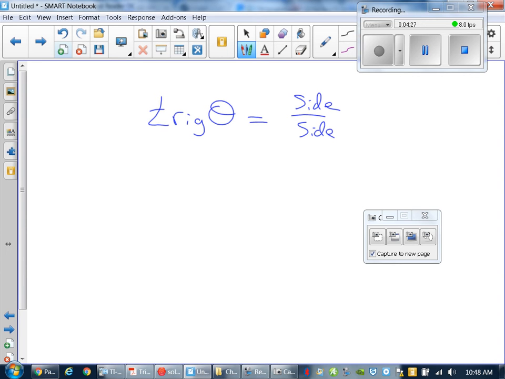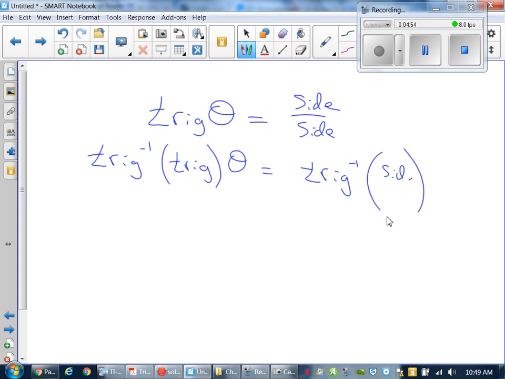Now, what we do is we take the inverse on both sides, because numbers are jealous. What you do to one side, you have to do to another. Here's what it looks like. I get this trig inverse times some trig would be trig inverse of my two sides divided out. Now remember, I'm writing this out long form so I can show you guys why things simplify.